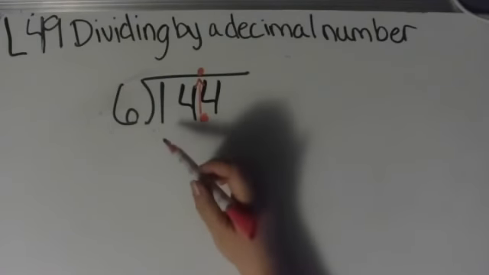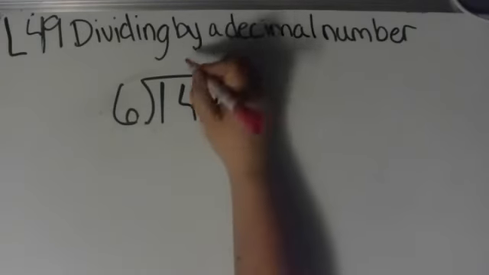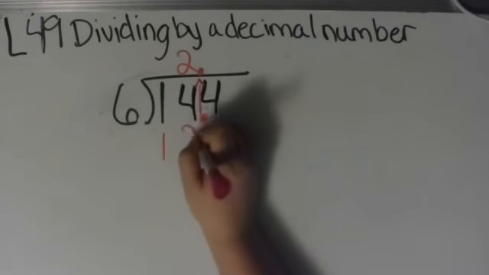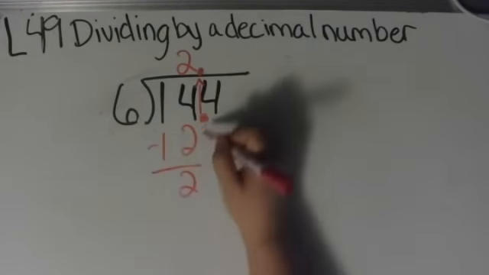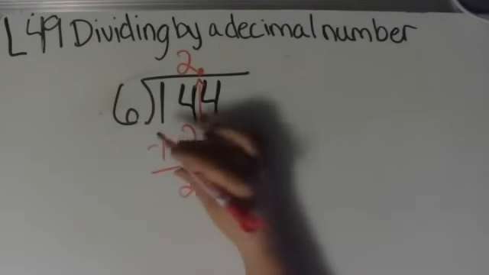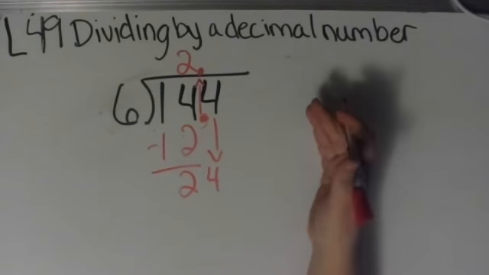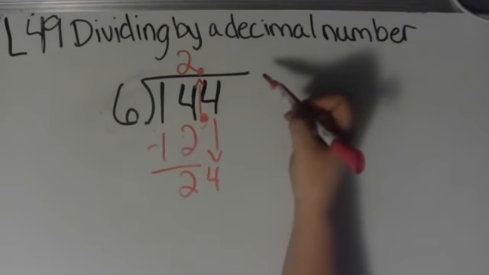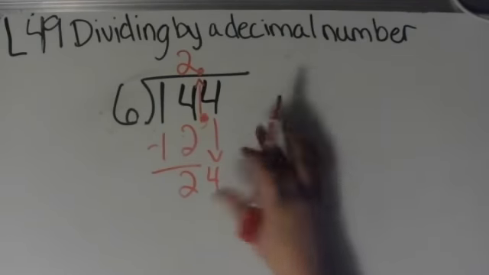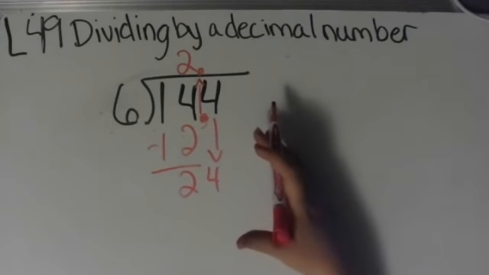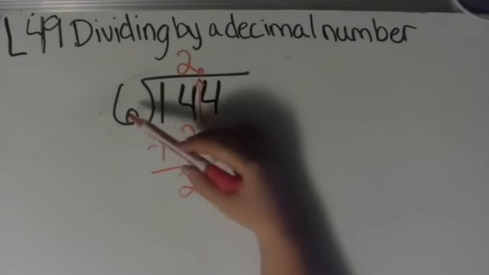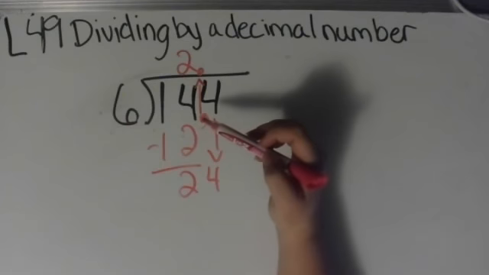6 goes into 1 0 times. 6 goes into 14 twice, which is 12. Subtract equals 2. Bring down the 4. 6 goes into 24. How many times? Continue your division. Remember that the decimal is up here. I'm not going to finish it because we already know how to do division. I don't need to go to the end of it. What you do need to know is the moving of the decimal place.